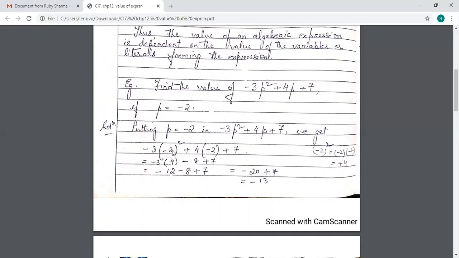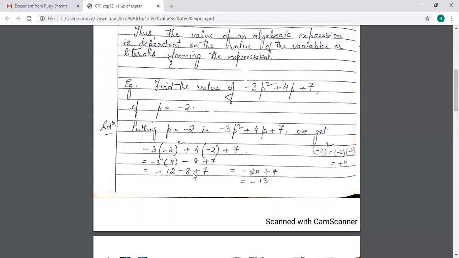Minus 2 whole square is how much? Minus 2 into minus 2. Minus 2 to the power of 2 means minus 2 into minus 2. So minus 2 into minus 2 is plus 4, isn't it? So the sign changes here. Then plus 4 into minus 2 will give you minus 8 plus 7.